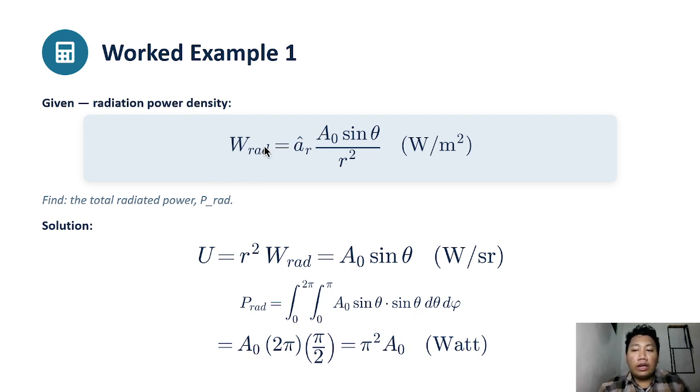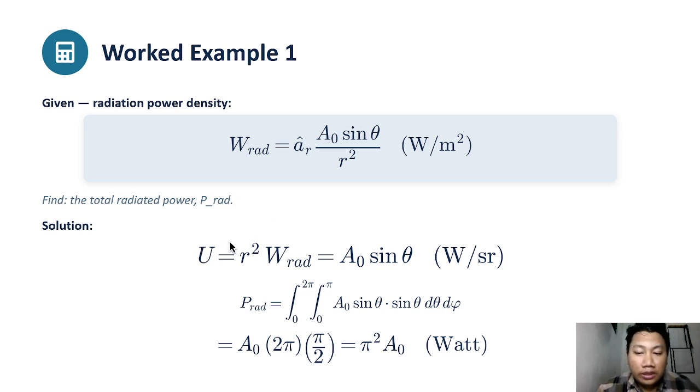So let's put this into practice with our first example. We're given the radiation power density A r hat times A naught sin theta over r squared, and we want the total radiated power. So step one, we'll find the radiation intensity by multiplying by r squared, which gives U equals A naught sin theta. After that, we plug that into our total radiated power integral.